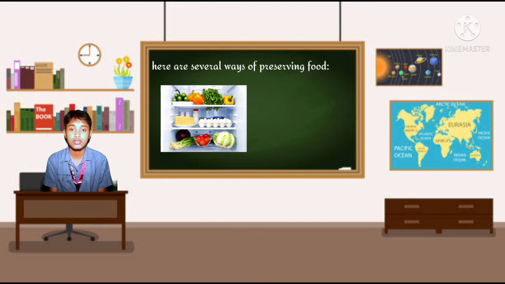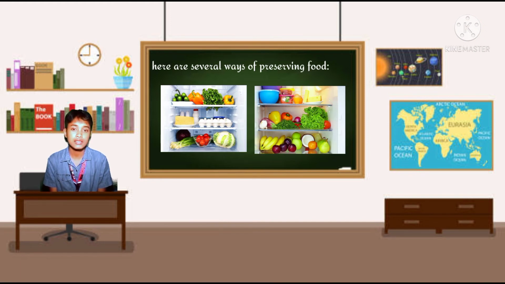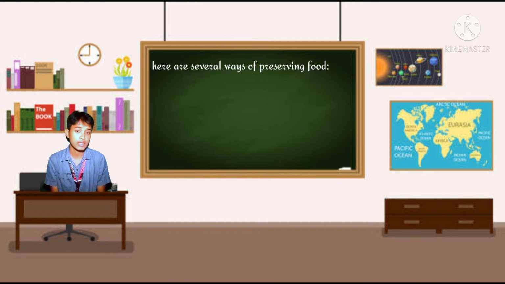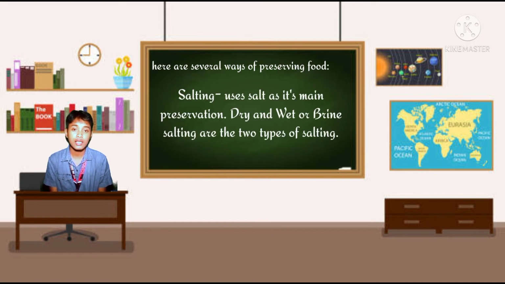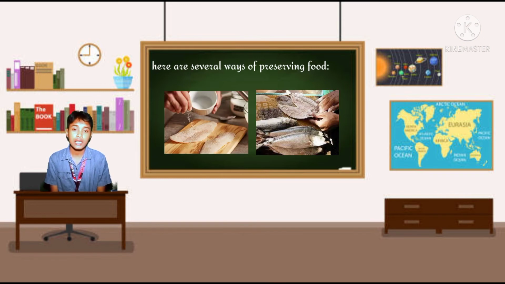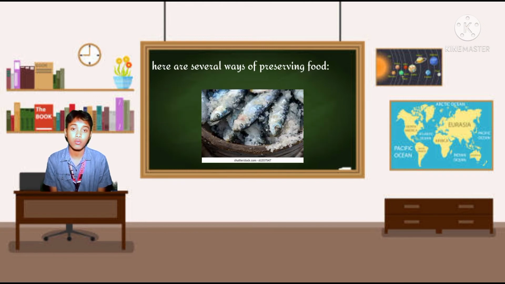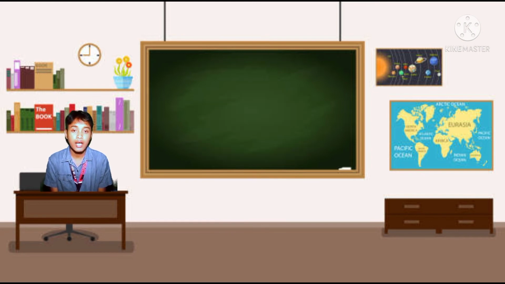Fruits and vegetables to be stored must be fresh and free from spots or bruises. Washing the fruits and vegetables thoroughly is important. Salting. It uses salt as its main preservative. Dry and wet or brine salting are the two types of salting. Putting layers of salt in a jar, pot, or tray to bring out the water content of food is a form of dry salting. Okay class, do you understand?